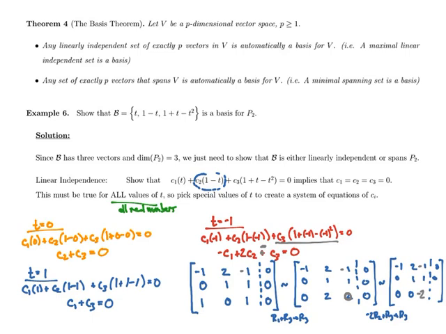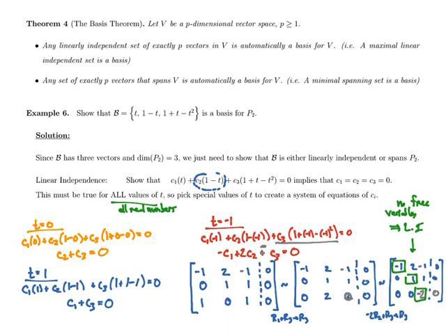And then this will give us a negative 2 here, which is what we need because now we have 3 pivots. So we have no free variables, which means this is linearly independent.